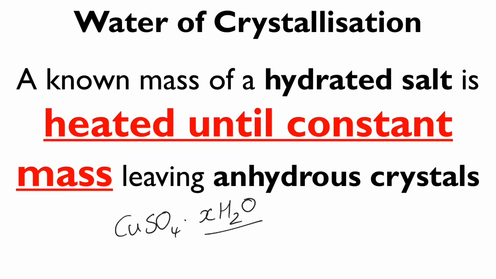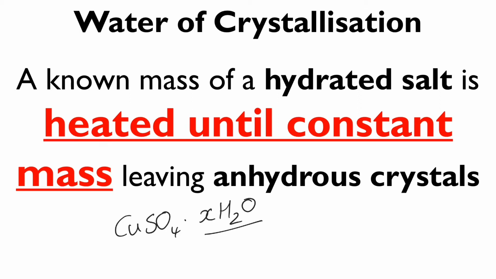So this is the experiment where you're going to weigh a hydrated copper sulfate, for example, or a hydrated salt, and then you're going to heat the hydrated salt until all the water has been removed from the salt. Now the way you'll know that all the water has been removed is you're going to heat, and then you're going to weigh, and then you're going to put the crucible or the evaporating basin back onto the Bunsen burner, heat again, and then reweigh, and you're going to keep reweighing and heating until the mass stays the same. Once the mass stays the same, you know that you've removed all of the water.